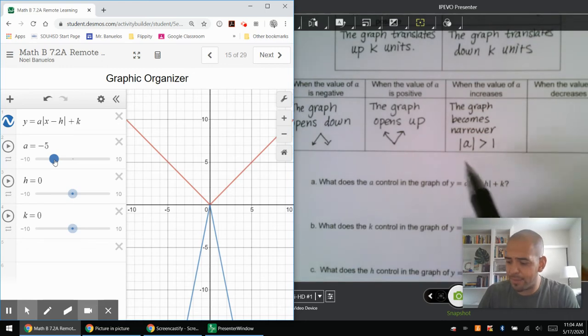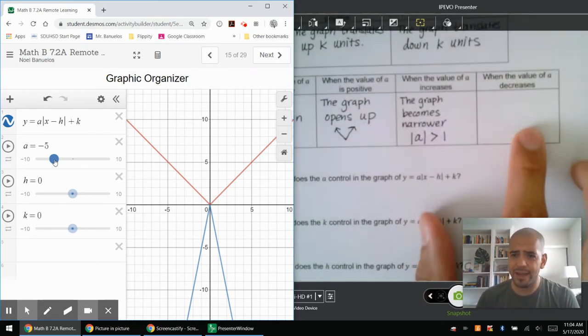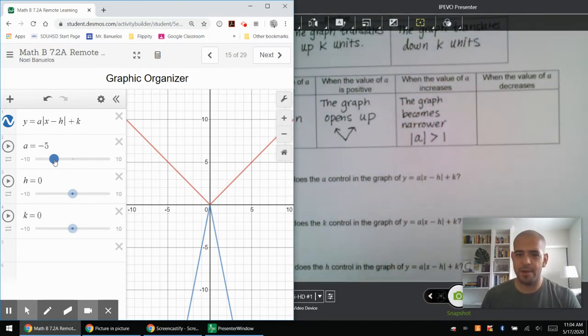So that's why I put the absolute value of a, because what's the absolute value of -5? 5. And 5 is greater than 1, which means you're going to get a narrow V. Now, in this situation, the V is facing downward. Okay? Now, next one. I know this is a little tricky. Sorry, I tried my best to explain that one.